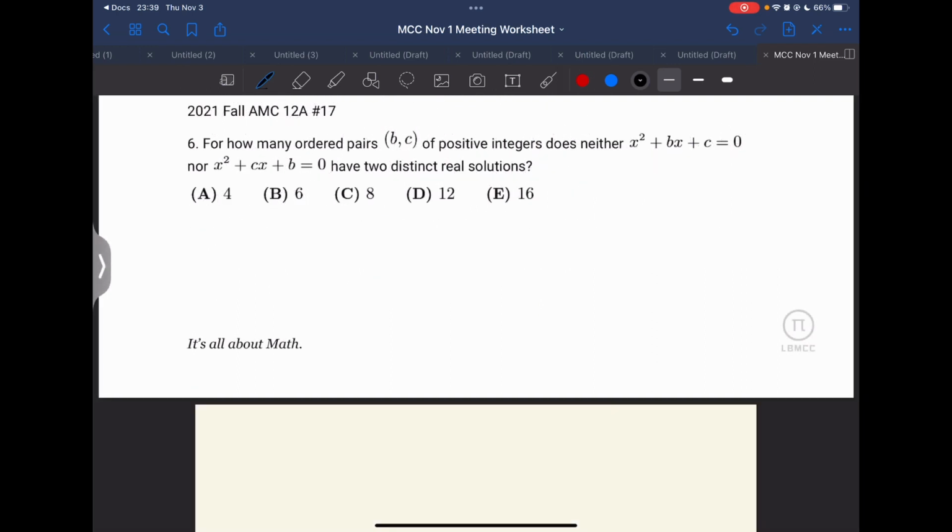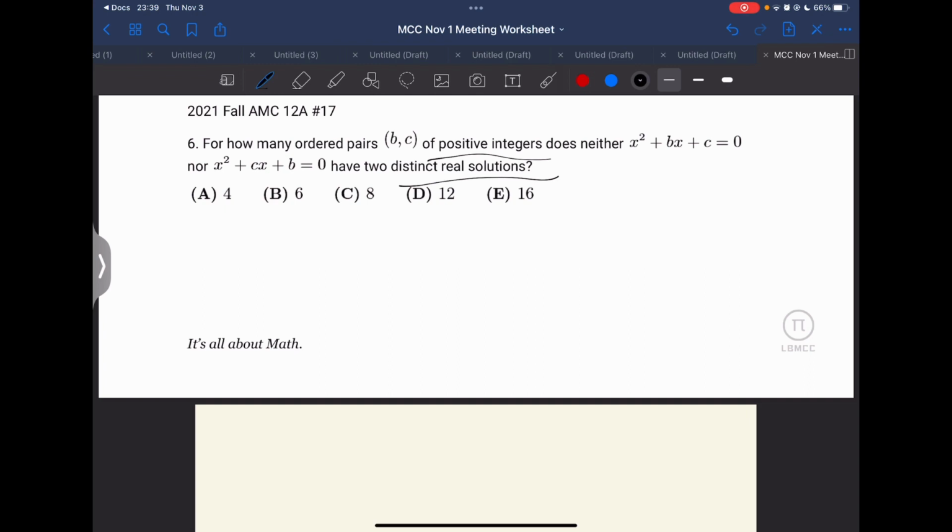Now let's get on to the last question. There are actually a lot of ways to solve this one, and I will just do it through the most intuitive way. So basically we just do case analysis. For how many other pairs BC of positive integers does neither x squared plus bx plus c equals 0 nor x squared plus cx plus b equals 0 have two distinct real solutions?